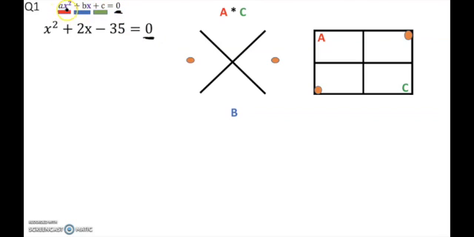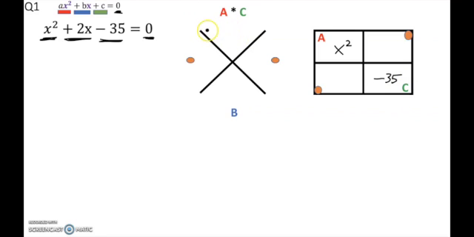We're going to need that in order to correctly classify our a term, which is followed by the x squared, our b term, which is followed by the x, and the c term, which is the number term. In this case, x squared is our a term, positive 2x is our b term, and negative 35 is our c term. So in our box right here, we're going to place our a term, which in this case is x squared. And down here, we're going to place our c term, which in this case is negative 35.